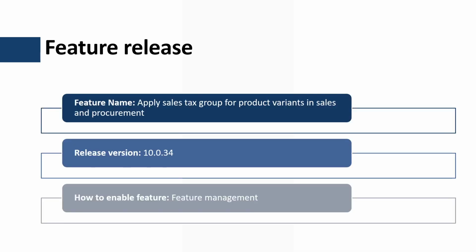This functionality is managed by the feature management workspace through a feature called Apply Sales Tax Group for Product Variants in Sales and Procurement. This feature is available since application release 10.0.34.